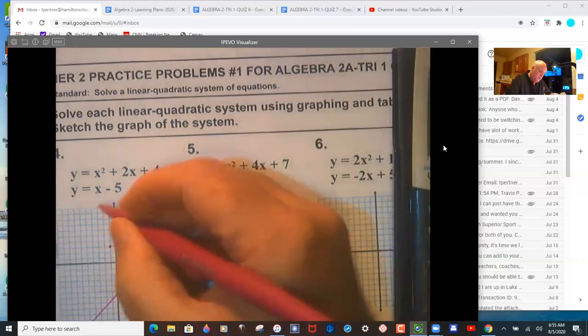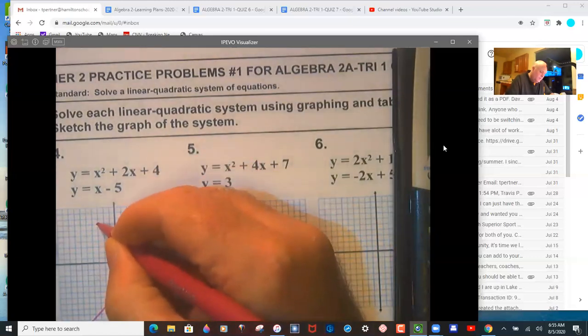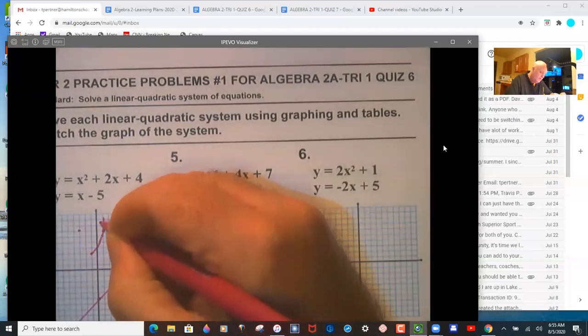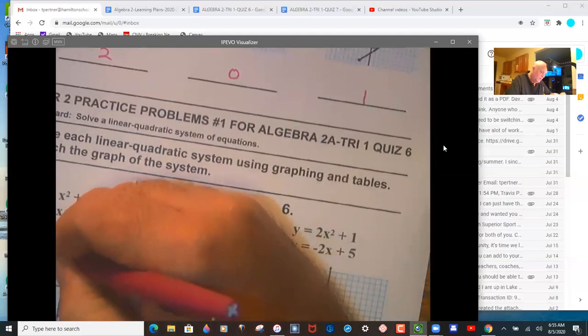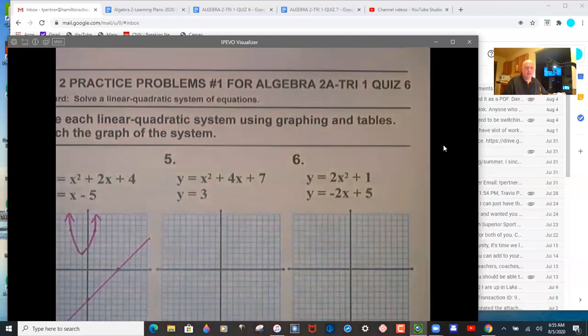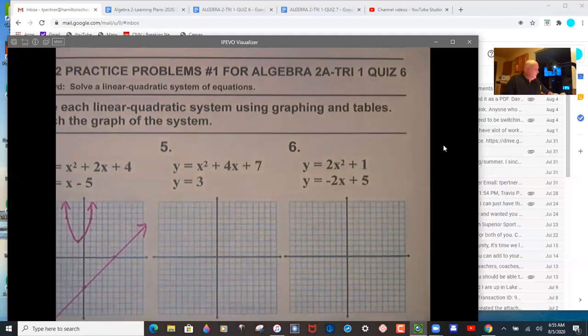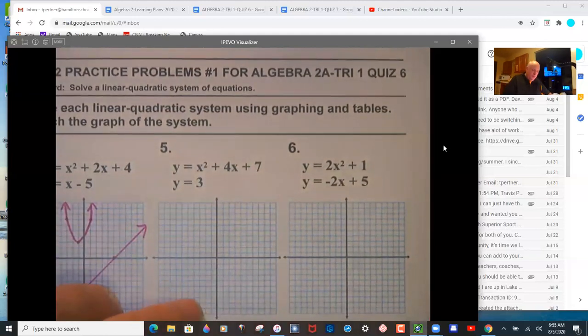I like just going a couple of ones away from the vertex. That gives me a little bit of room to do the graph. But you're doing that every time. So you always have a graph, even if there is not a solution, you always have a graph. So number 5, I'm going to pick the pace up here.